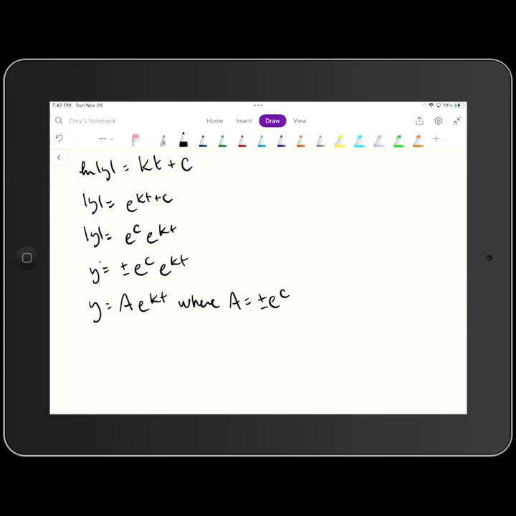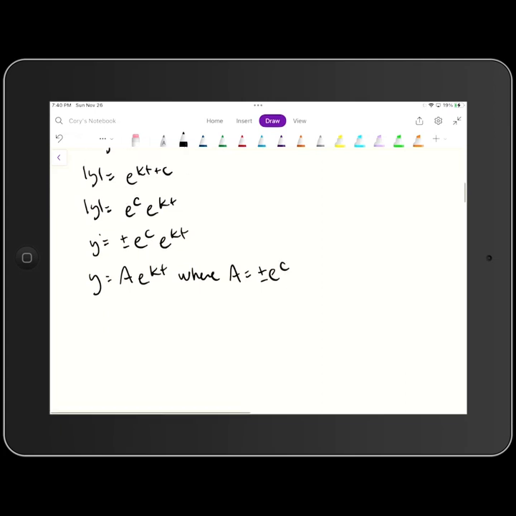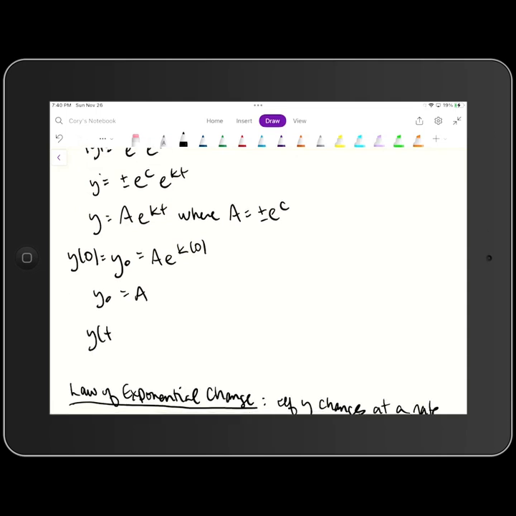Okay, so once I have that, I'm going to use my initial condition where y of 0 is equal to y sub 0, and that's going to be equal to a times e raised to the k times 0 power. So that's going to make e to the 0 power, which is 1, so that makes y naught equal to a, which makes my function y of t equal to y sub 0 times e raised to the kt power. And this right here is our formula for exponential growth or decay.